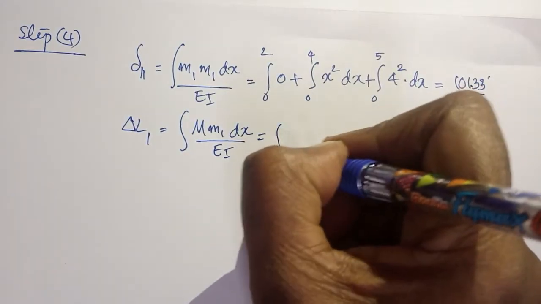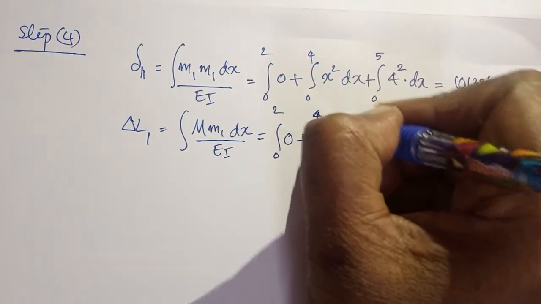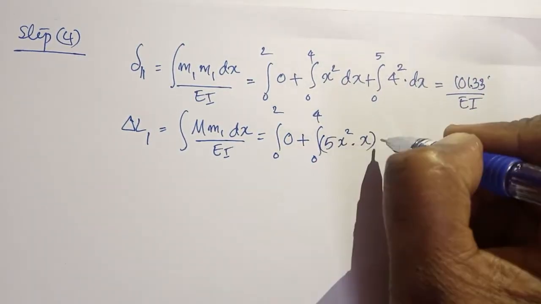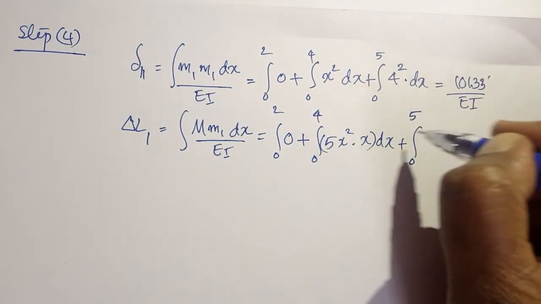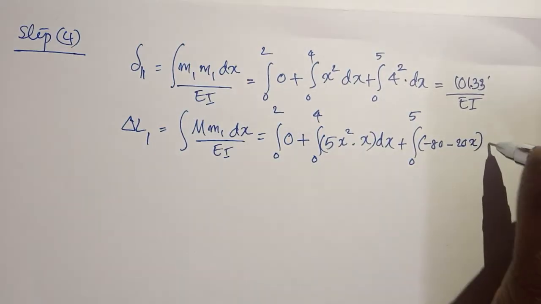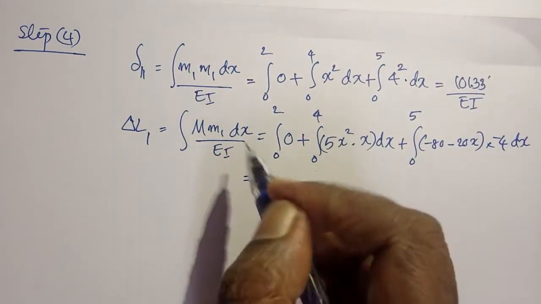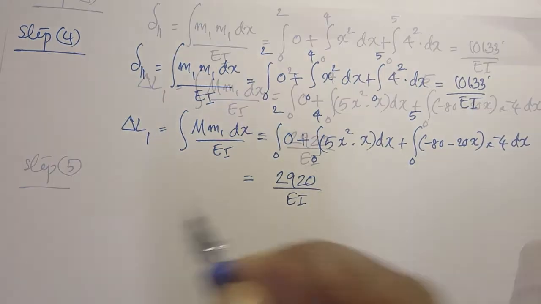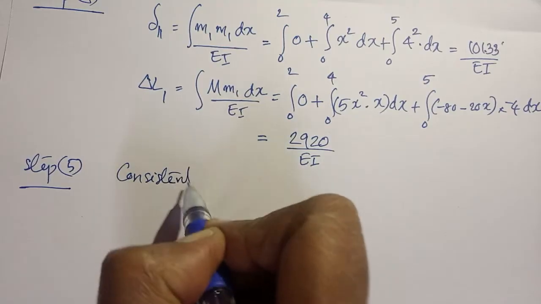Then the deflection due to external load, delta L1, equals the integral of m1 M dx by EI. For the first portion, integral 0 to 2, 0. Integral 0 to 4, 5x square into x dx. Integral 0 to 5, minus 80 minus 20x into minus 4 dx. It works out to 2920 by EI.